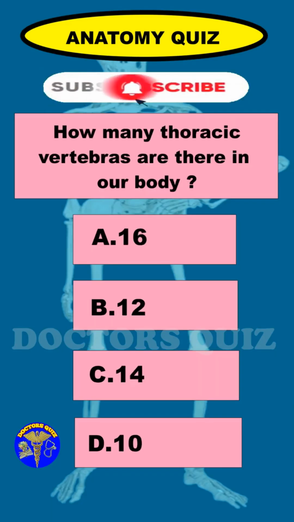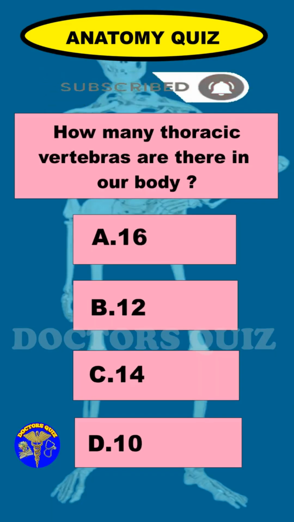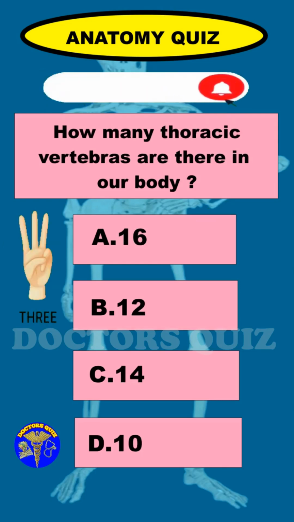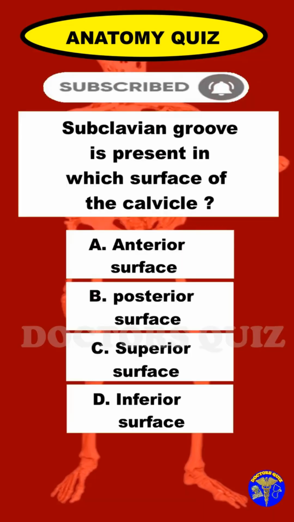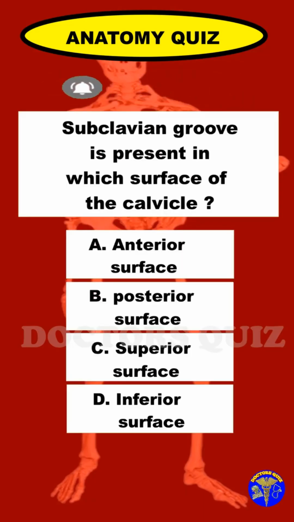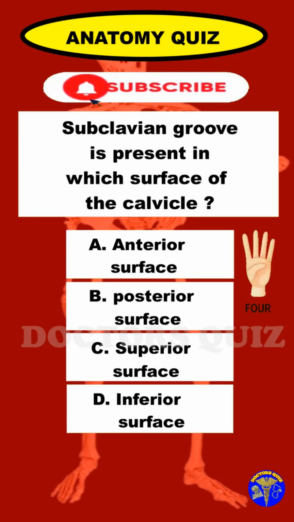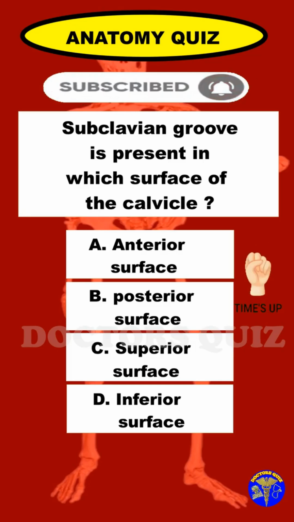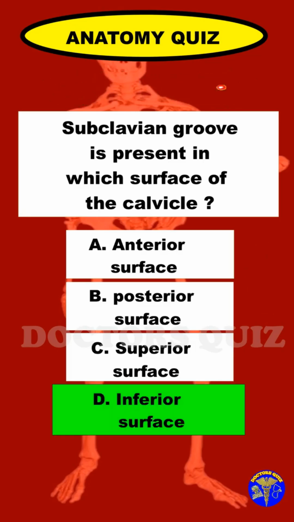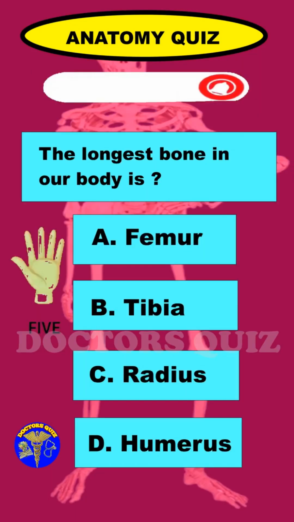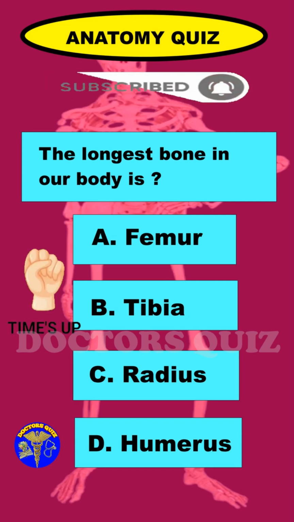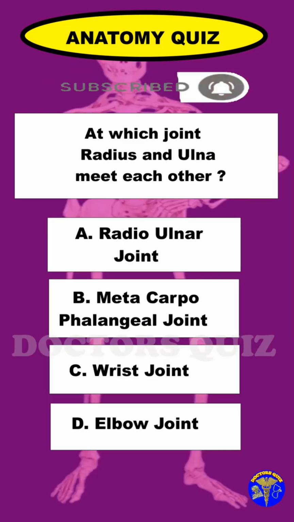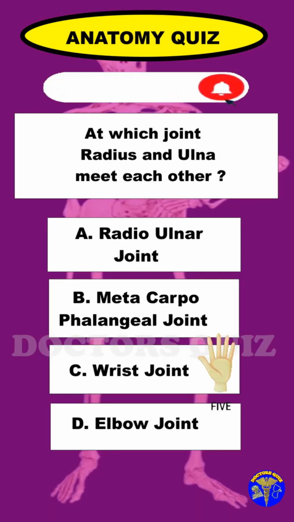Ankle joint of lower limb is homologous to which joint of upper limb? Wrist joint. How many thoracic vertebrae are there in our body? 12. Subclavian groove is present in which surface of the clavicle? Inferior surface. The longest bone in our body is femur. At which joint radius and ulna meet each other?